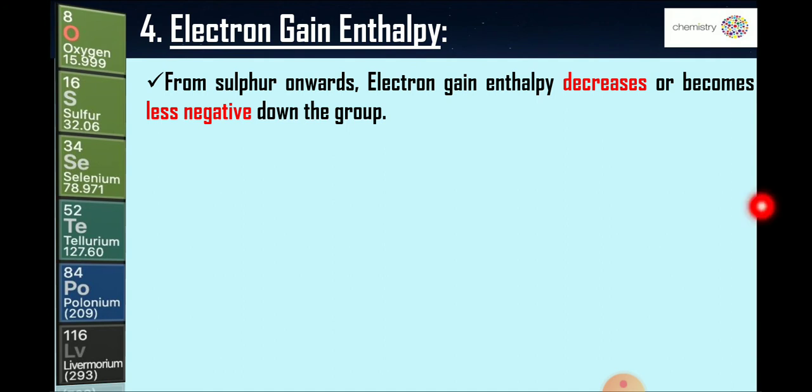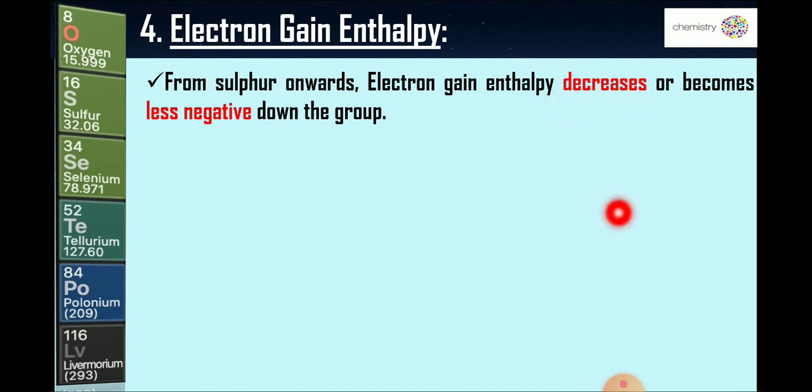And the general trend, so this concept we have also studied last year. The general trend is that when you move down, electron gain enthalpy decreases, or becomes less negative, down the group. Less negative means what? When you move down, less energy is released. Less energy is released means the electron gain enthalpy decreases when you move down.